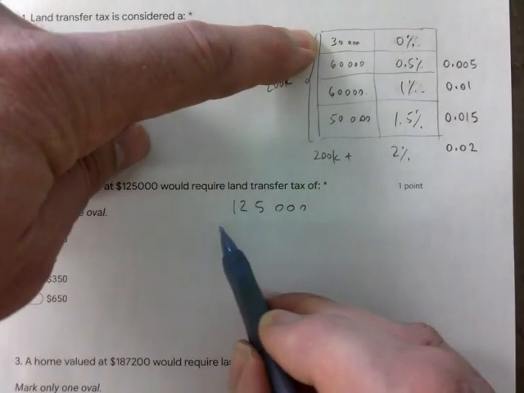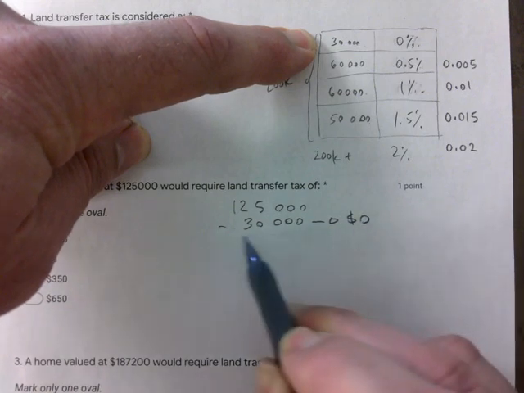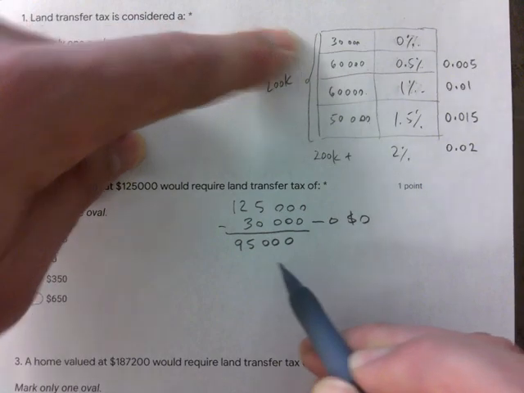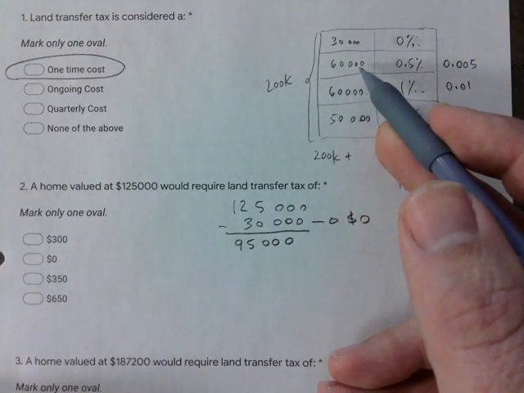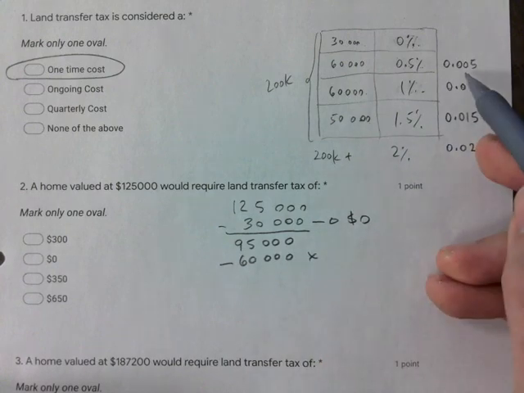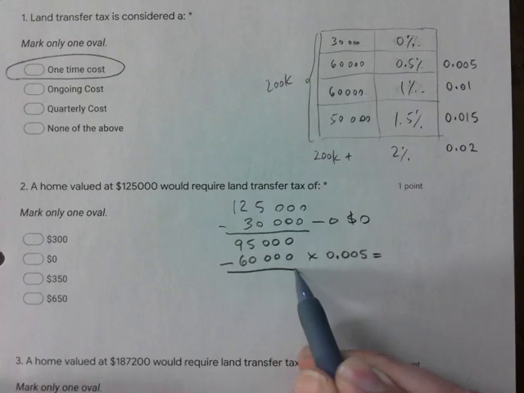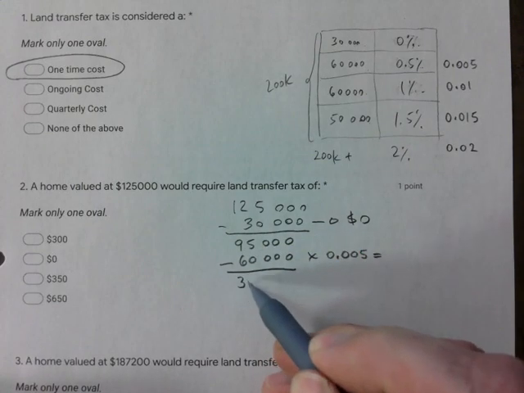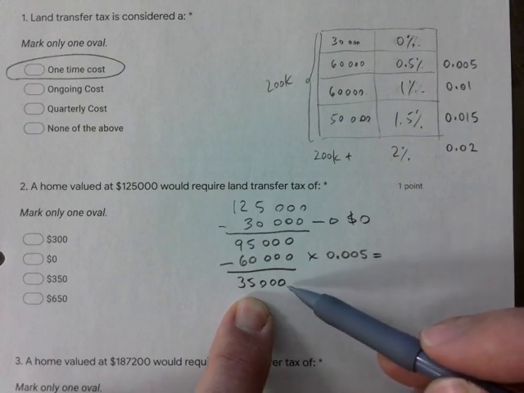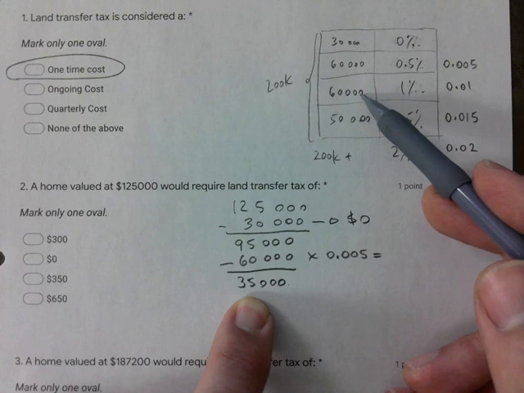So we take away the 30 grand. The first 30,000, you paid no taxes on that. So you're left with 95,000. The next subtraction will be 60,000, and that gets multiplied by 0.005. And then you're left with 35,000. At this point, you ask yourself, can I subtract another 60? And the answer is no.